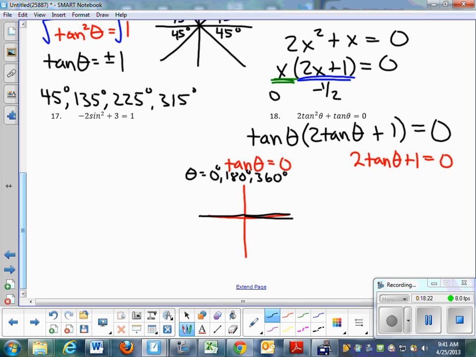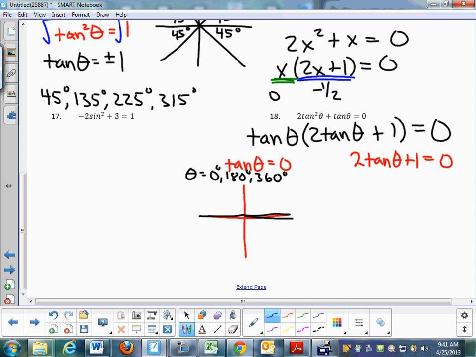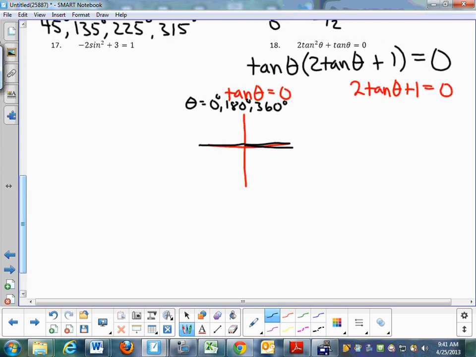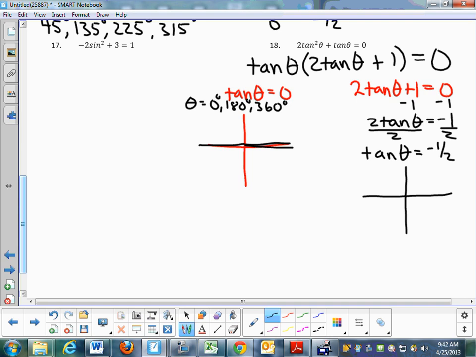And then we have 2 tangent of theta plus 1 is equal to 0. So, right, we solve this like we did the very first stuff. We subtract the 1. We get 2 tangent of theta is equal to negative 1. We divide by 2. Tangent of theta is equal to negative 1/2. It's negative in which quadrants? The second and the fourth. Very good. So I have reference angles in the second and the fourth.